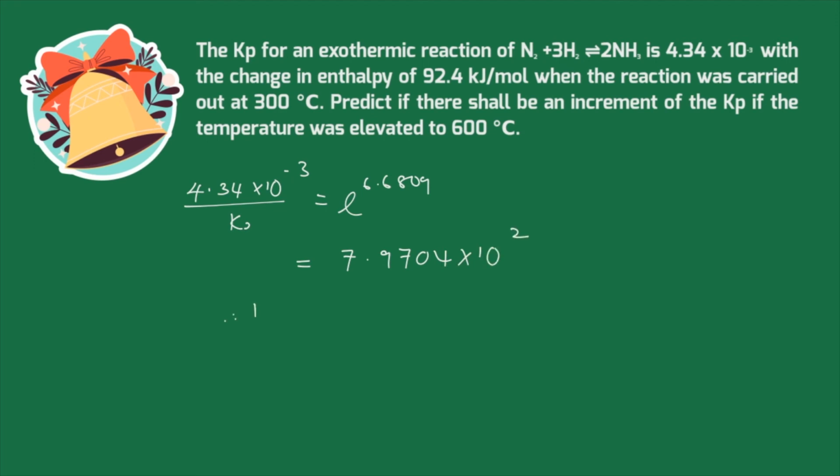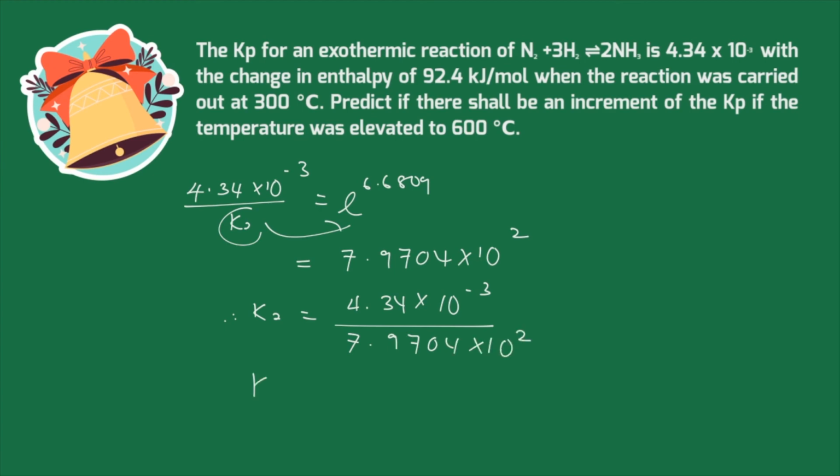So therefore you can get your K2 is equivalent to, you just have to bring this one up there, so you get 4.34 times 10 to the power of negative 3, so you need to divide back with 7.9704 times 10 to the power of 2, so you will get your K2 is equivalent to 5.4452 times 10 to the power of negative 6.